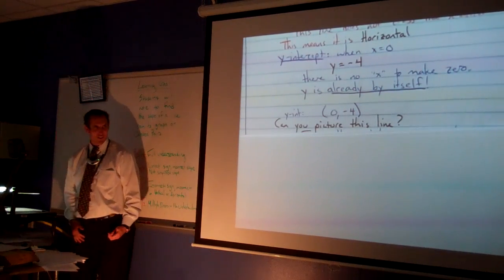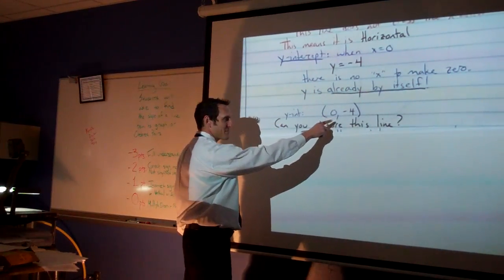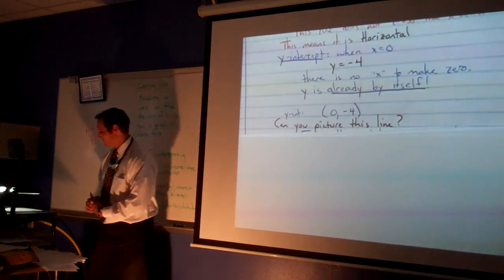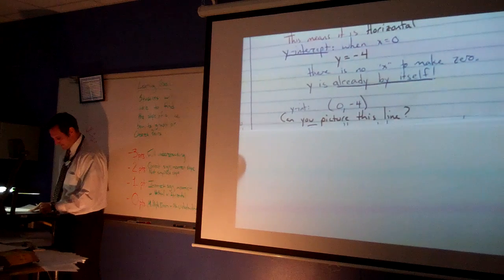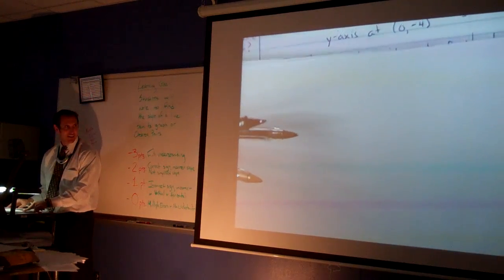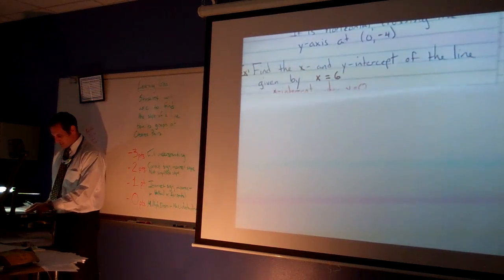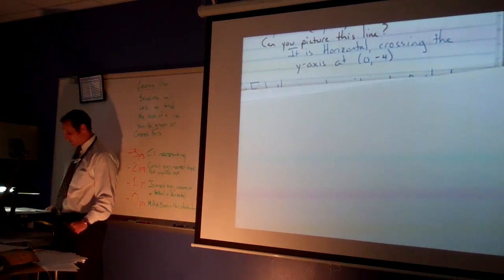So can you picture the line? It's a horizontal line. The y-intercept is (0, -4). You should be able to picture this line. Even better, you should remember what the slope of that line is. Okay, so this is a horizontal line crossing the y-axis at (0, -4).